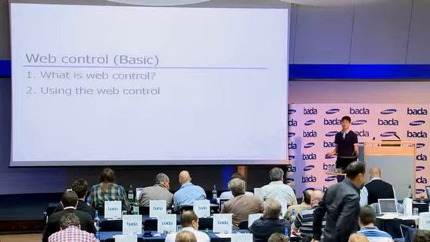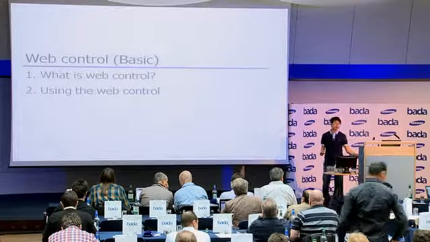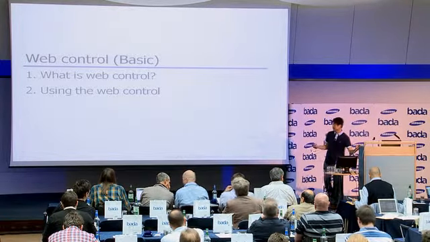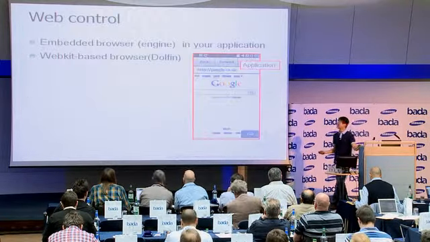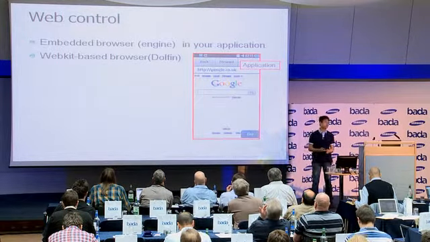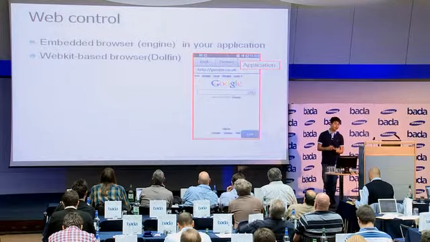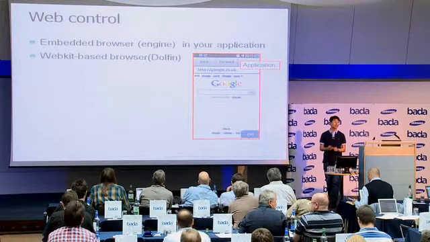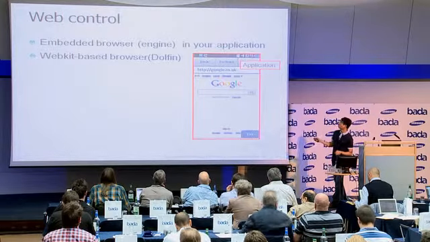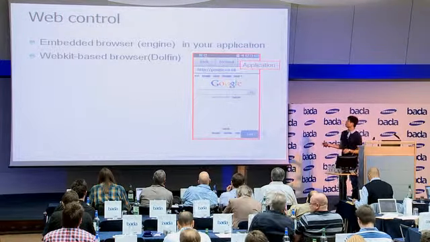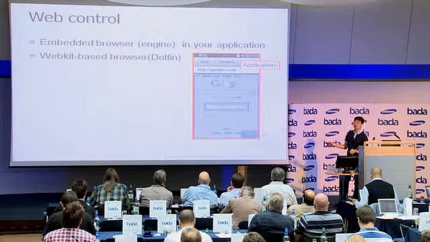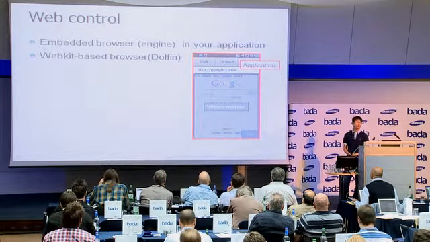So let's start from the basics. As I said before, what is the web control and how to use it. I will be talking about these things. So the web control is actually an embedded browser engine in your applications, and bada provides a web-based browser whose name is Dolphin. So you can see this here, the Google web page. Yeah, that is the web control. So inside of my application, there is a web control, and you can render web pages.